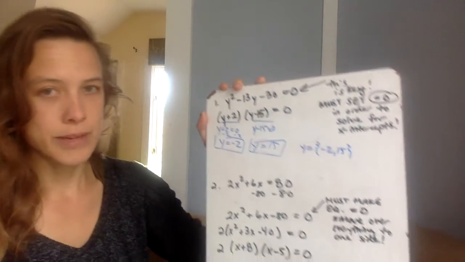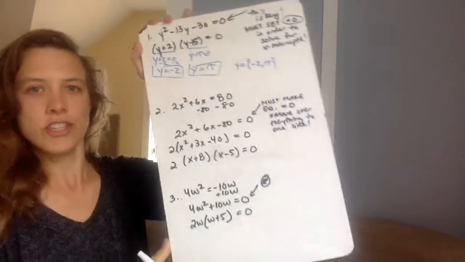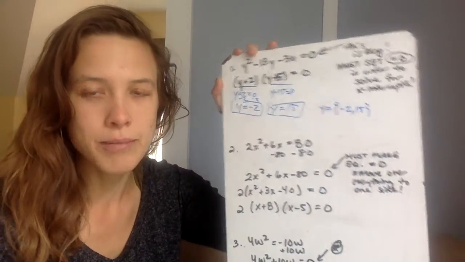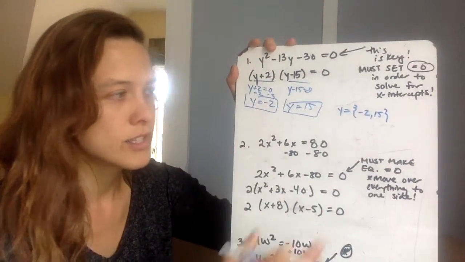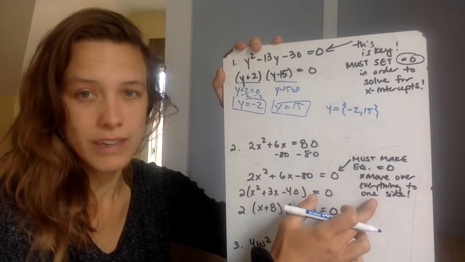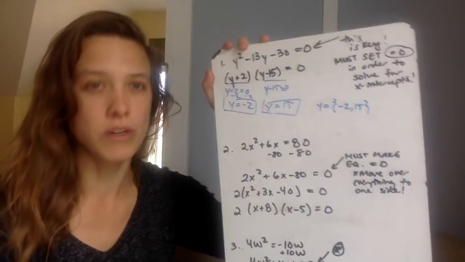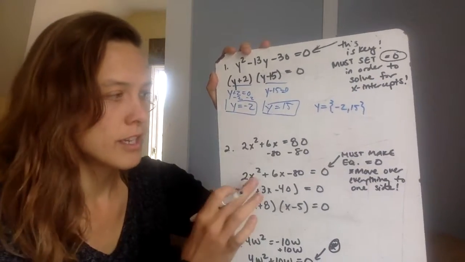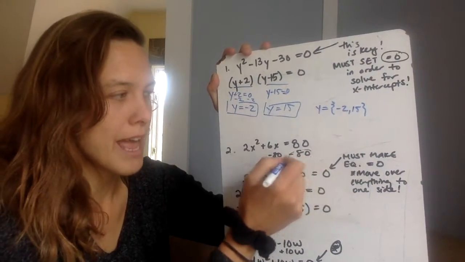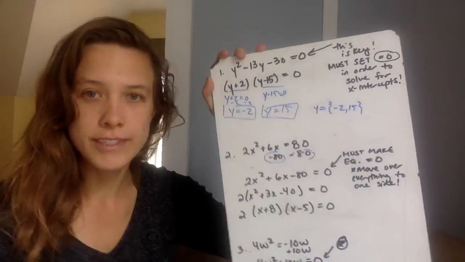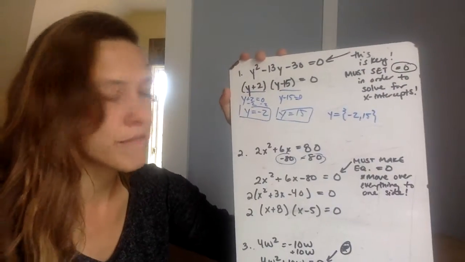Okay, so we're going to move on to a little bit more of a challenge because we've got our c term over on the other side. So we must make the whole equation equal to 0. So I have to move all my terms, all my constants, to one side. So I subtract 80. It's my first step. And then I can go through and factor.